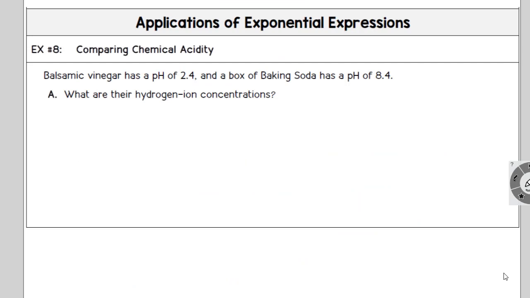In this example, we are looking at trying to determine the hydrogen ion concentrations of balsamic vinegar and baking soda. So we'll do it for vinegar first.